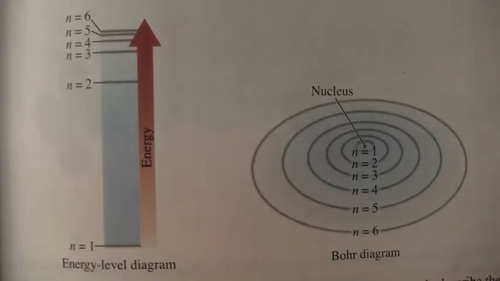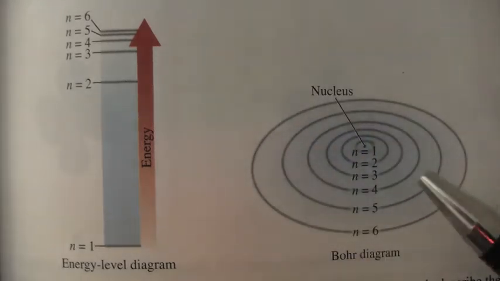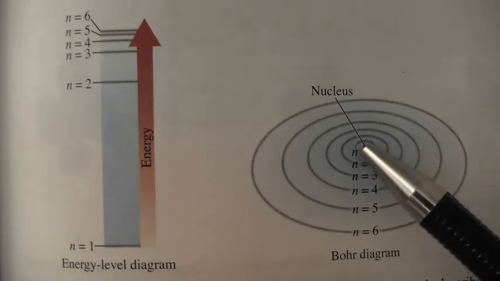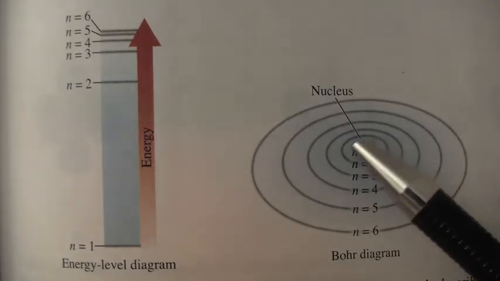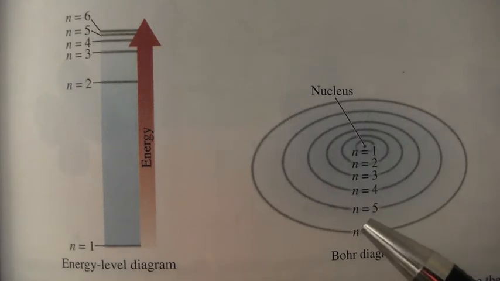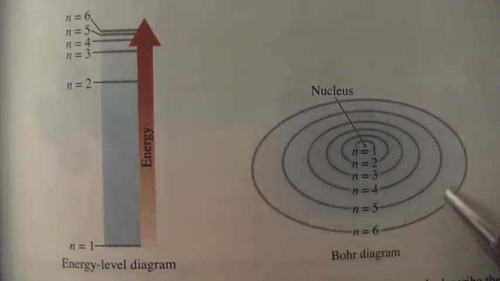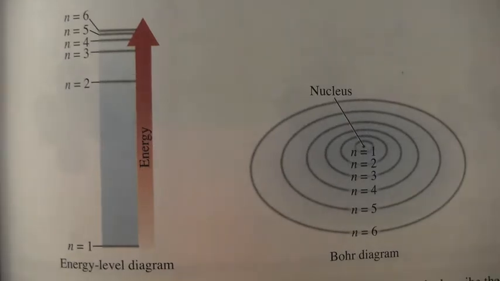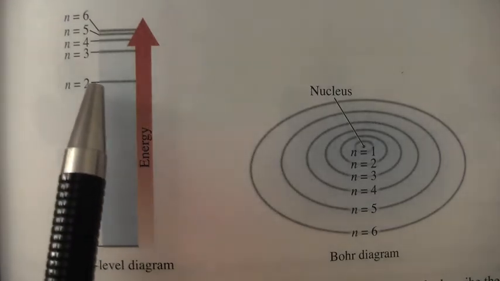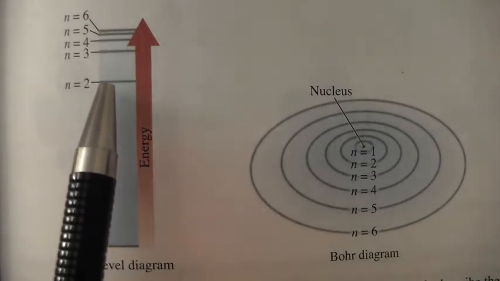Do you remember the Bohr model? Well, here's the Bohr diagram right here. An electron closer to the nucleus has a lower energy and has a smaller orbit, compared to an electron further away from the nucleus, which has a higher energy and has a larger orbit. Now let's look at the modern model of the atom. Orbitals that are closer to the nucleus have a lower energy and are smaller, compared to orbitals that are further away from the nucleus, which have a higher energy and are larger.